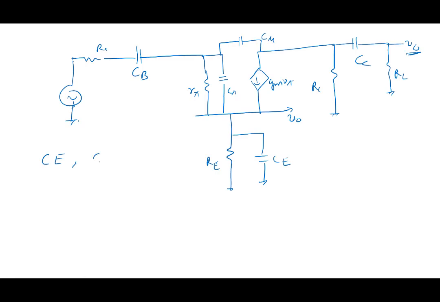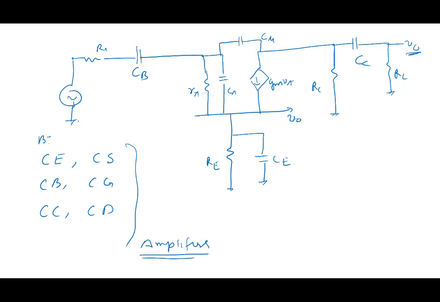Common emitter. We have done common emitter amplifier. Common emitter or common source that you will see in MOSFET. Common base, common gate, common collector or common drain. All these amplifiers that you build either through BJT or through MOS.